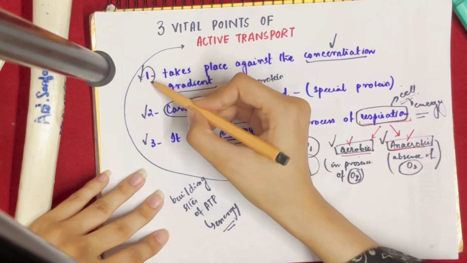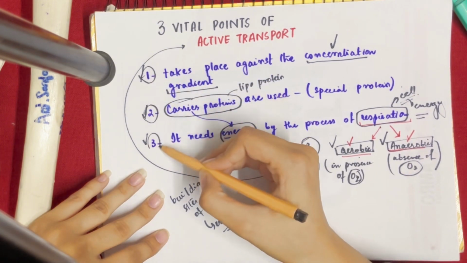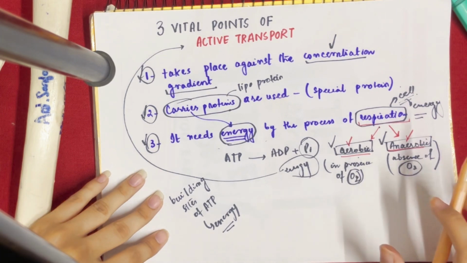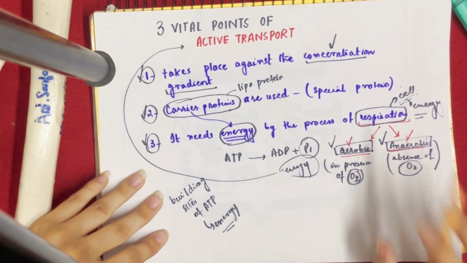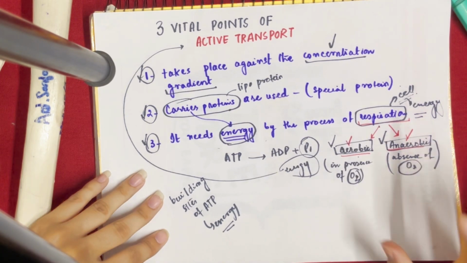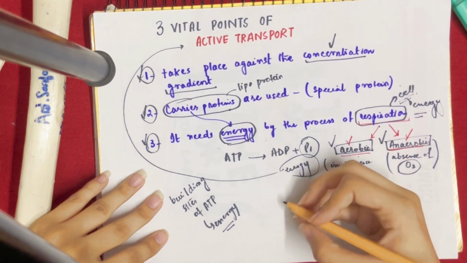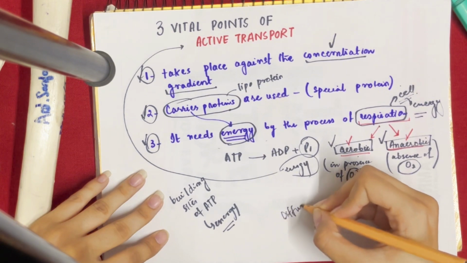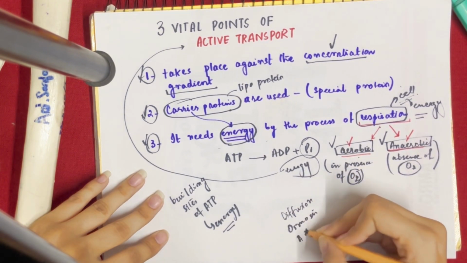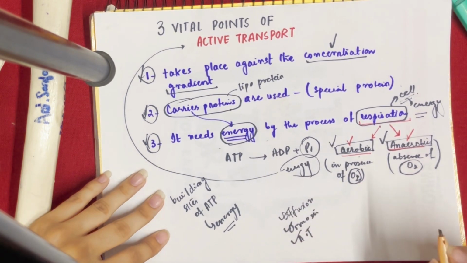So these are the three pointers that you need to learn about active transport in order to learn the process in detail. This is all that you need to learn in this topic before you give your exam for the chapter movement into and out of the cell. The three main topics are diffusion, osmosis, and active transport, and we have discussed these three topics in detail.